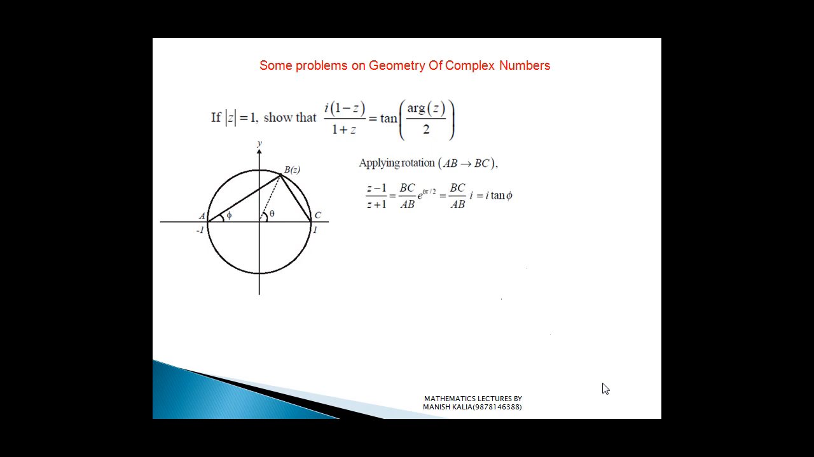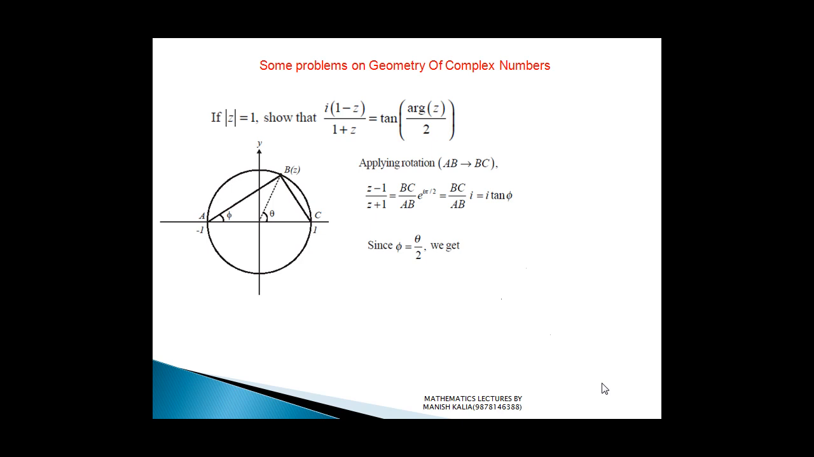Which says z minus 1 by z plus 1 is equal to BC by AB into e raised to the power iota pi by 2, which is the Euler's form. But e raised to the power iota pi by 2 is equal to cos pi by 2 plus iota sin pi by 2, which is equal to iota. So this is equal to BC by AB into iota. So it is equal to iota tan phi, where tan phi is equal to BC by AB.